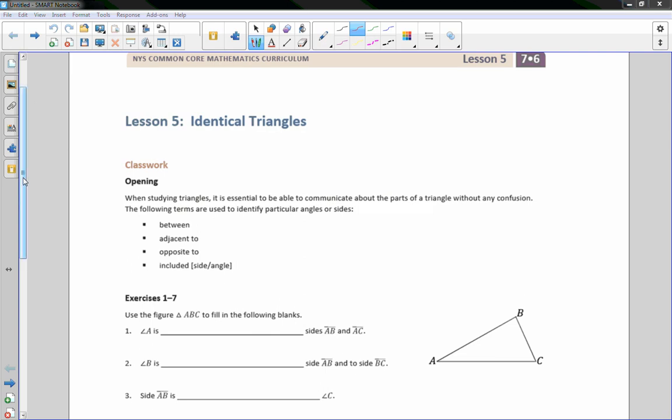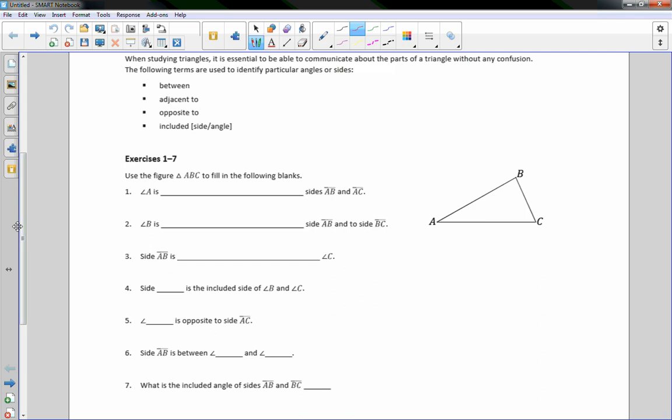Okay, so the opening exercise says, when studying triangles, it is essential to be able to communicate about the parts of a triangle without any confusion. The following terms are used to identify particular angles or sides. So we're going to use the terms between, adjacent to, opposite to, and included sides and angles. Exercises 1 through 7 say to use the figure triangle ABC to fill in the following blanks.